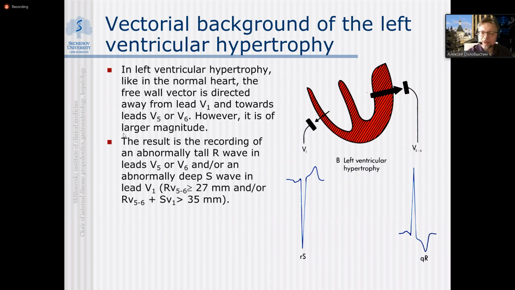What will happen if left ventricle will become even larger? Well, the normal situation will be just more enhanced. There will be deepening of S wave in right chest leads, and there will be a taller R wave in left chest leads. That may be assessed very easily by calculation of the amplitude of the R wave. In left chest leads it will be taller than 27 millimeters, or it is more recommended to use the sum of R in left chest leads and S in right chest leads. It will be more than 35 millimeters.